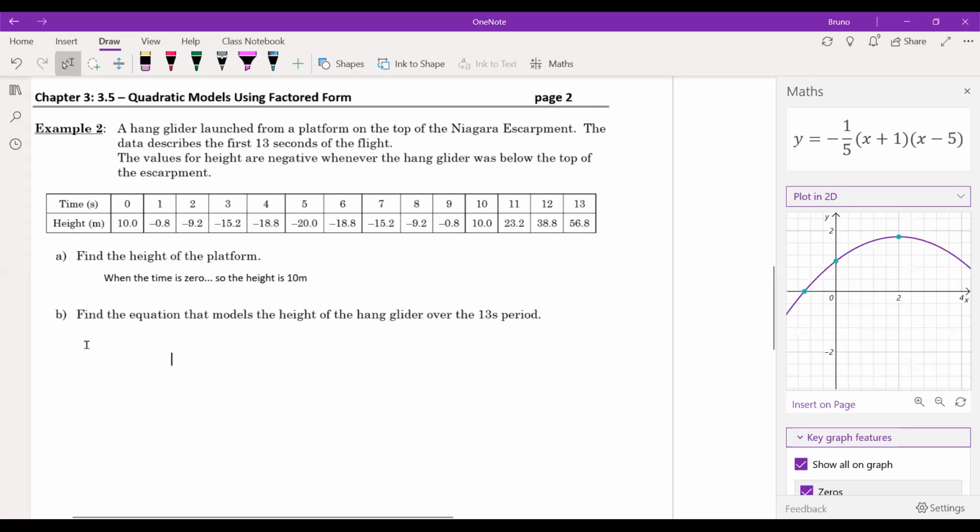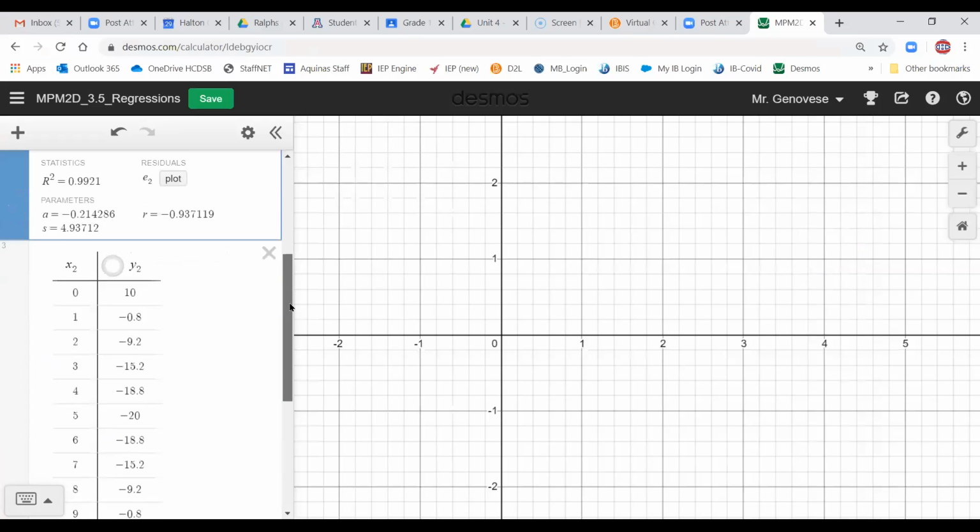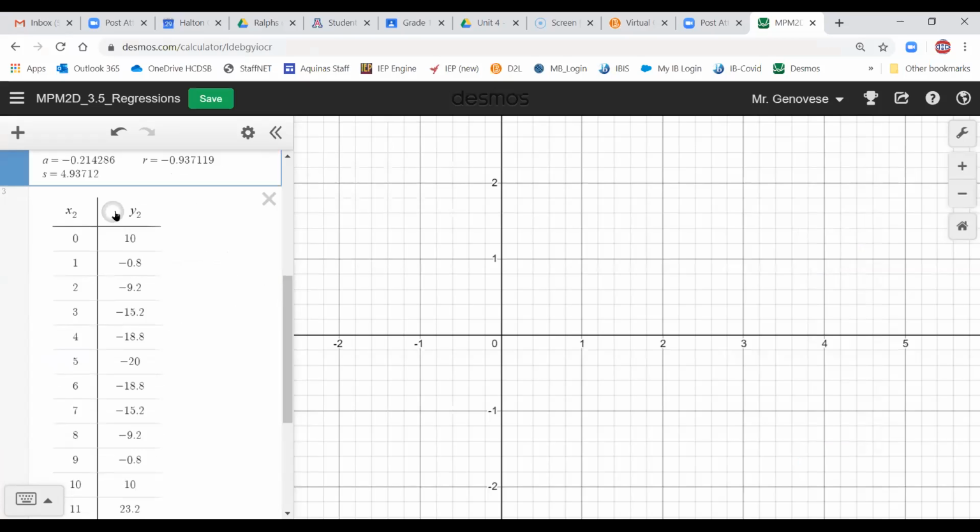Now to find the equation, you could graph this by hand and do exactly what I did in the previous example. We're going to do a little bit of a cheat, I suppose. We're going to use Desmos to help us solve this little problem. So again, switching over here, I've entered the data.